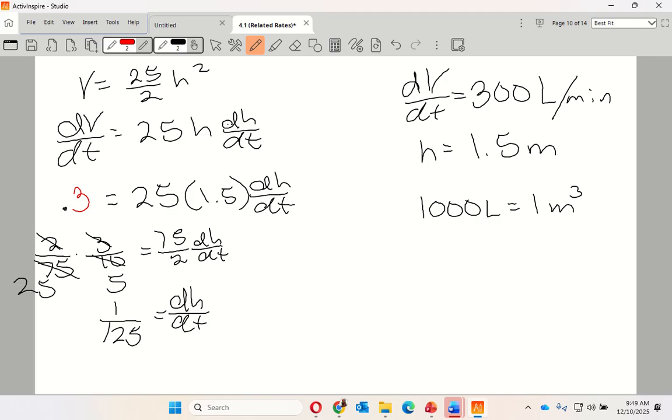What are my units? What are the units on height? Meters. It's not talking about volume, and it's not talking about area. The height by itself, I'm only measuring going straight up, so it's not a volume. So this one is going to be meters per minute. As a decimal, it's like 0.006 or something like that.